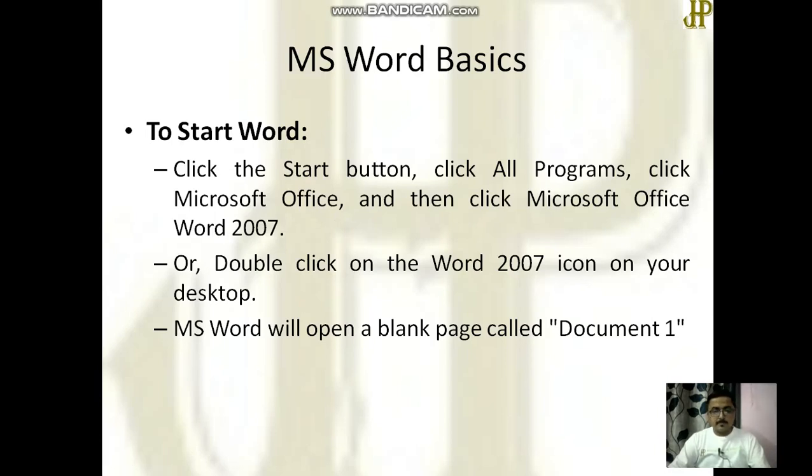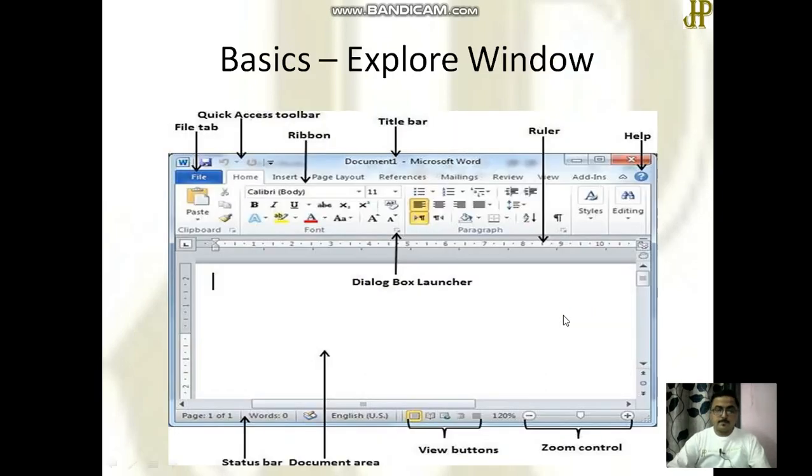Other than this, there is an icon on your desktop, okay, through which you can also start the Word application. MS Word will open a blank page called Document 1. So the window will look like this. There are various things in it. We will cover everything one by one.